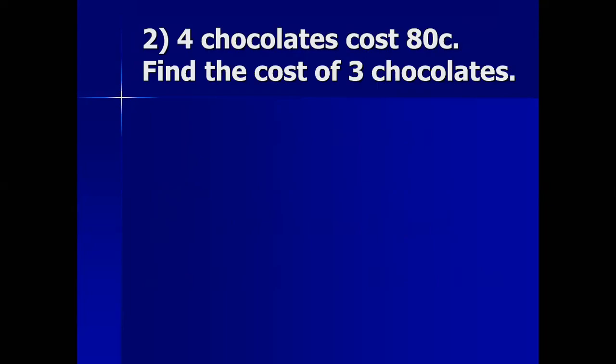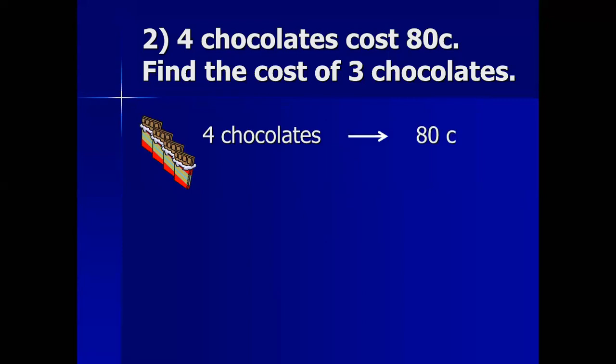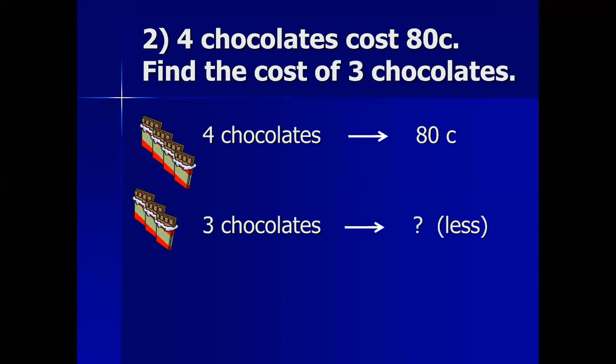Look at this question, guys. 4 chocolates cost 80 cents. Find the cost of 3 chocolates. Guys, here in this question, I will use direct proportion. Look, 4 chocolates cost 80. The question asks me to find 3 chocolates, right? It's unknown, so it will be less than 80 cents.